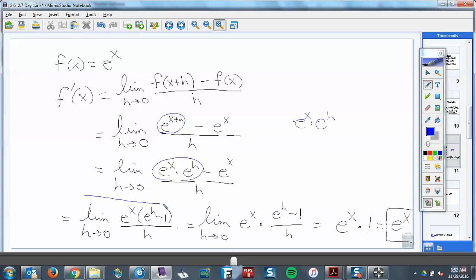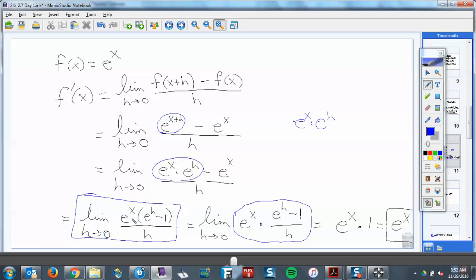Now, just try to focus on one thing at a time here. So now up here I can factor out e to the x, and I have this. Now, as h approaches 0, this isn't going to change, because h isn't even in it. So e to the x is not going to change. So I could rewrite it like this.